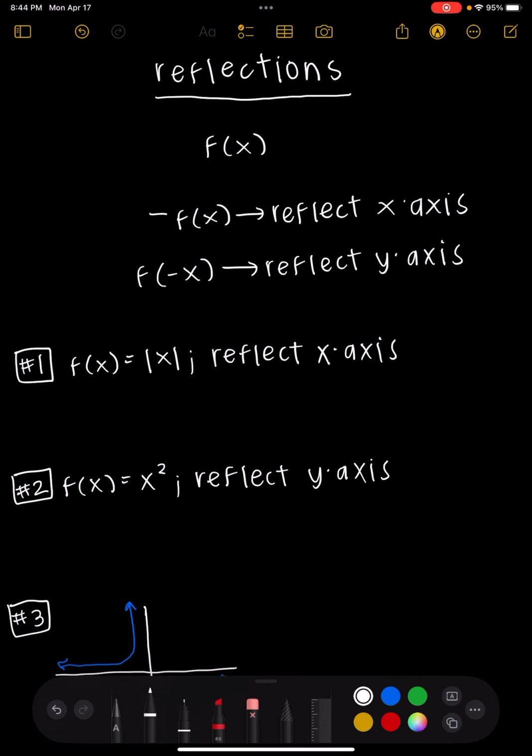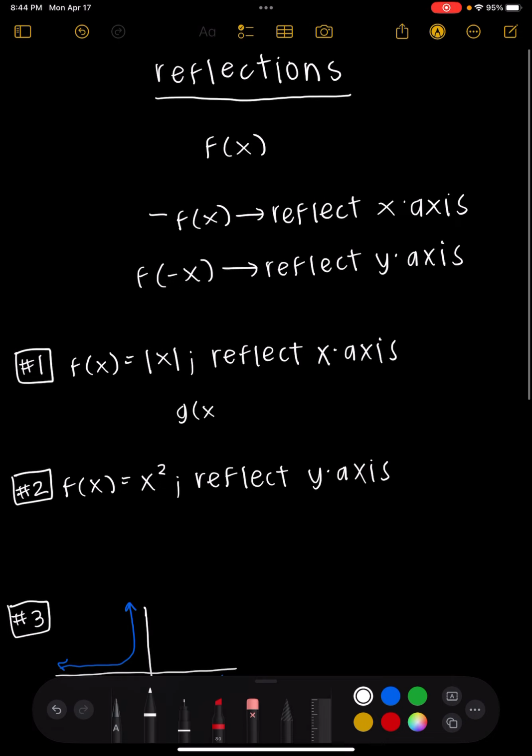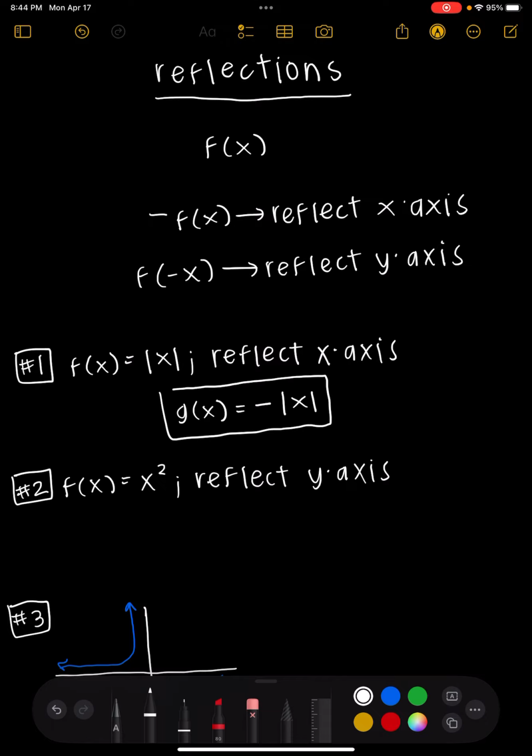So the first two examples are asking us to take the equations and then write new equations based on the transformation. The first example says f of x is equal to the absolute value of x, and we want to reflect it over the x-axis. So to reflect it over the x-axis, we've got to put a negative sign on the outside of the parentheses. My final answer ends up being g of x is equal to negative absolute value of x, because that negative has to go on the outside if we want to reflect it over the x-axis.